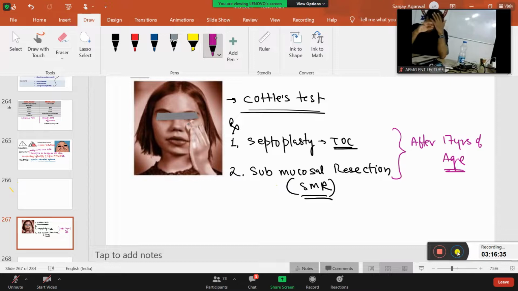We wait for the child to complete the 17 years and then maybe do either of the two surgeries that we desire. अब सवाल ये मुझे 17 साल तक क्यों रुकते? Because the septum completes the growth by 17 years. वैसे याद है साइनस साइकिल 12 years में complete होता है. वैसे septum completes the growth by 16-17 years. So we wait for the completion of the growth.